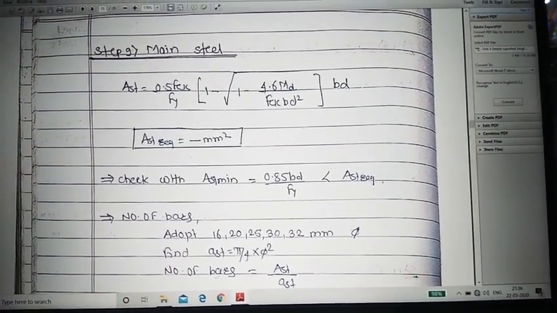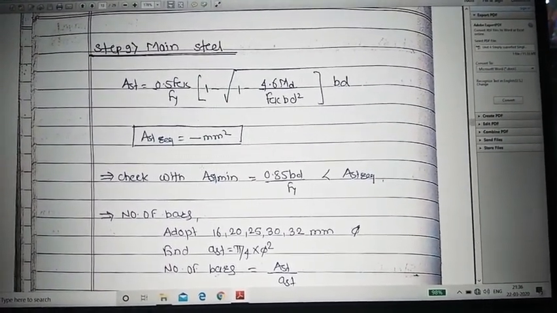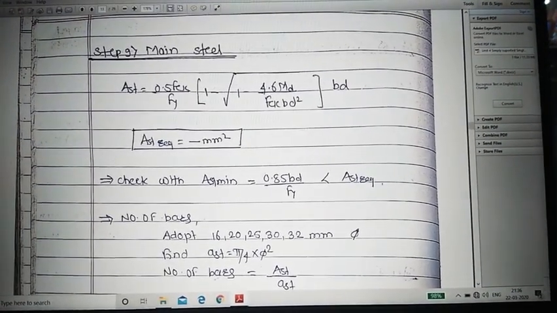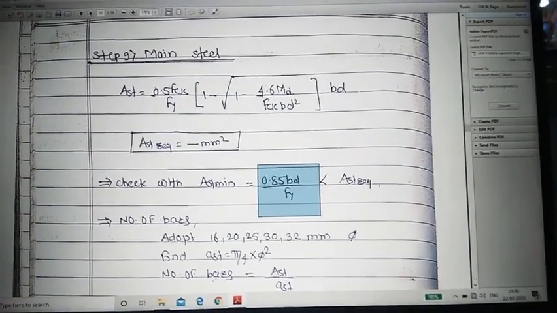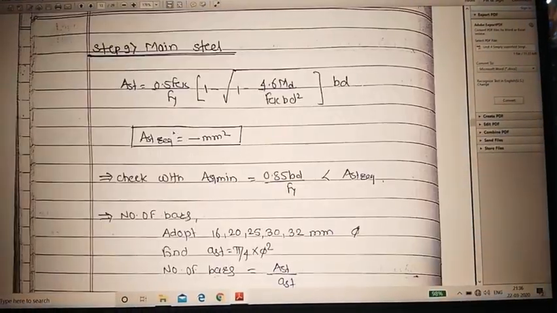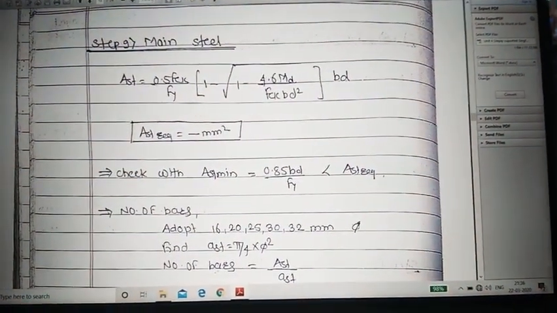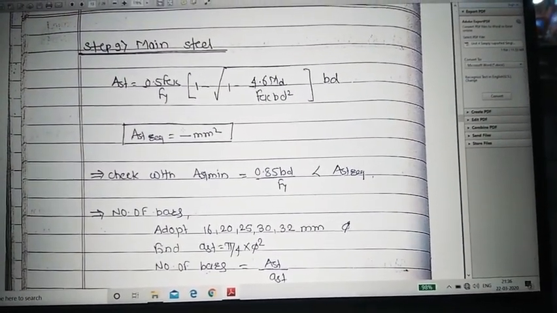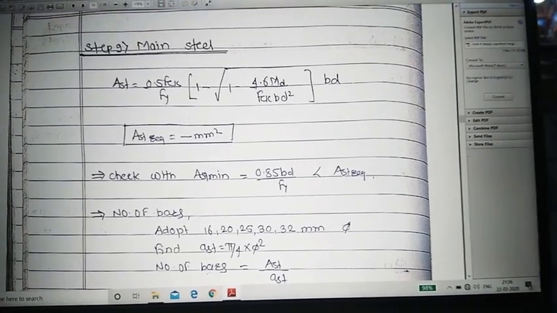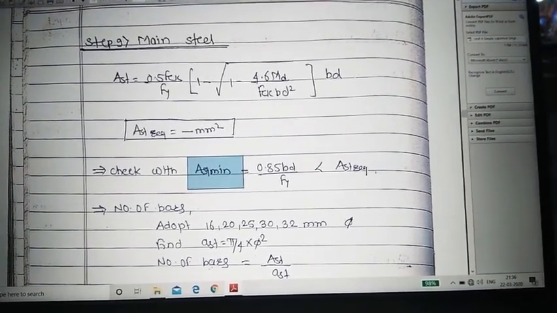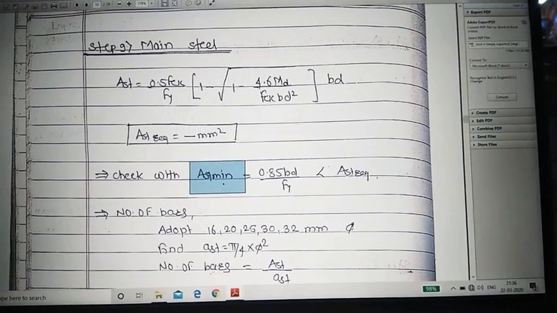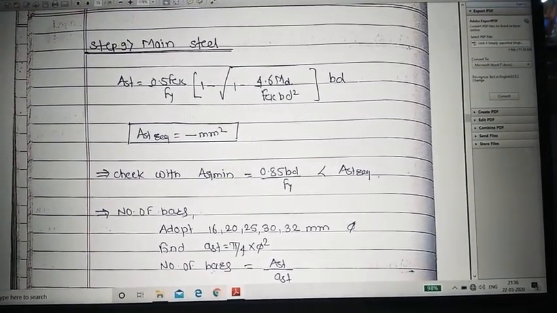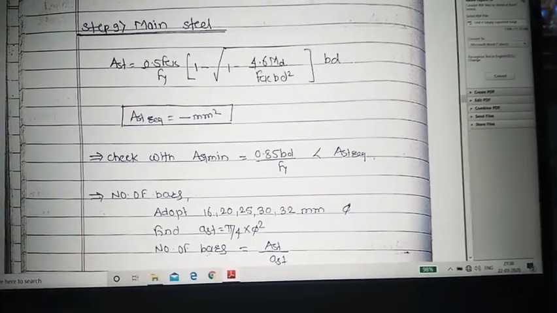In basics, we already discussed the formula for AST minimum and the clause which is given in IS 456. So calculate AST minimum as per this formula and compare with this AST required. If AST minimum is less than AST provided, then your calculated AST is okay. Otherwise, you should consider this AST minimum as the main steel. That means if AST minimum is greater than AST calculated here, consider AST minimum as the reinforcement for your main beam.